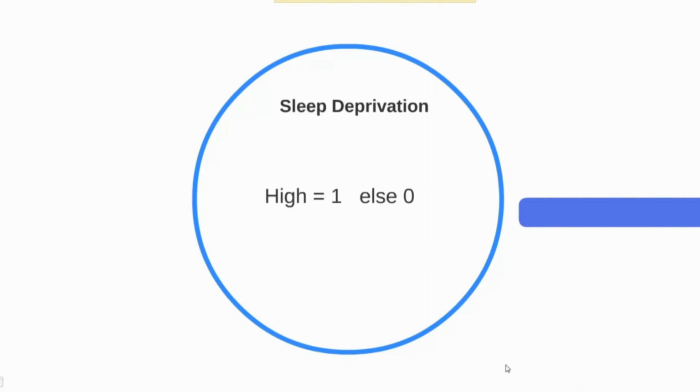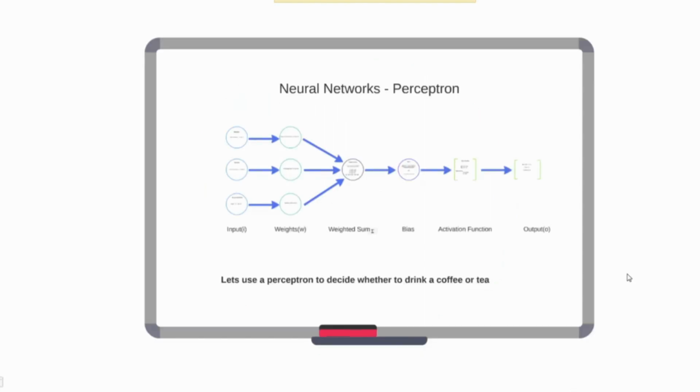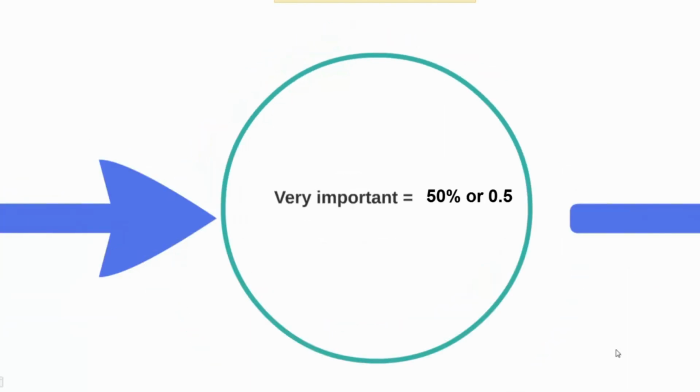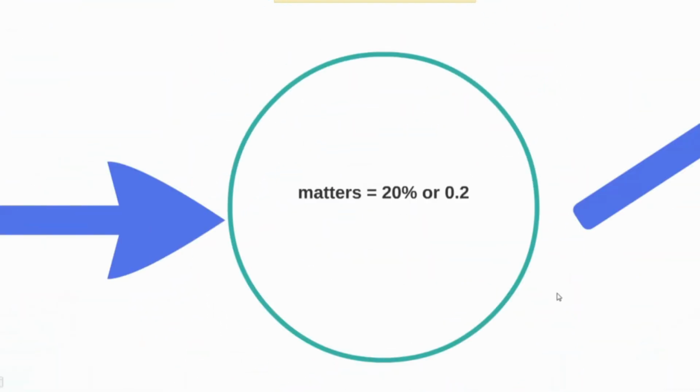Now let's take a look at the next stage. The next stage consists of the weights. So what are the weights? Weights are basically the importance you want to give to a specific parameter. Let's take a look at it. So the first parameter, the weather parameter, it is somewhat important. So we're gonna give a score of 30% or 0.3. The next parameter, which is situation, is very important. So we're gonna give a score of 50% or 0.5. The next parameter, which is sleep deprivation, matters somewhat. So we're gonna give it a 20% or 0.2.